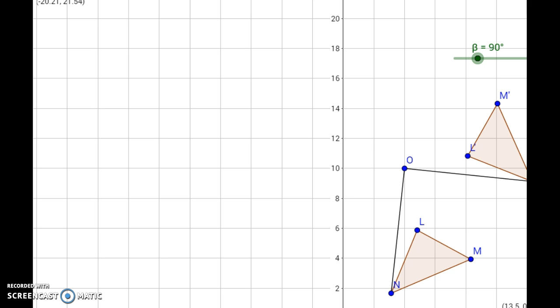If you have to consider M, draw M to the center, okay, OM, and then M dash to the center, and measure just like this. You see, you are going to get the same 90 if the angle is 90.